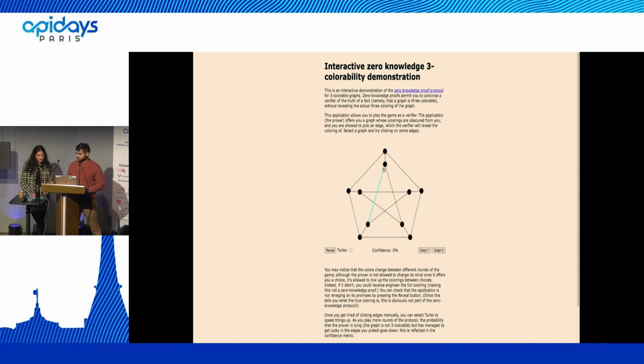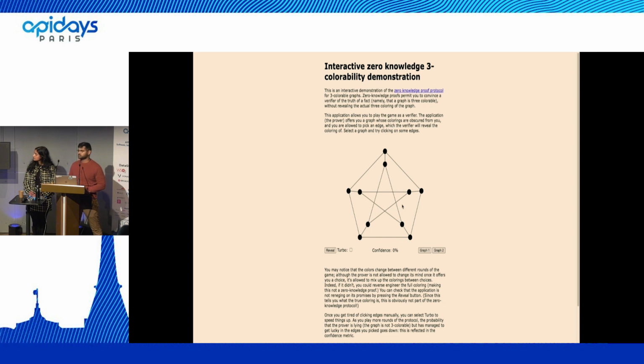But the dot cannot be the same color as a dot that it's connected to. So this dot cannot be the same color as this one. The puzzle to solve right now is to say, is it possible to color in every single one of these dots in a way that, one, it's only one of three colors, and two, adjacent dots are not the same color? So how do you do this?